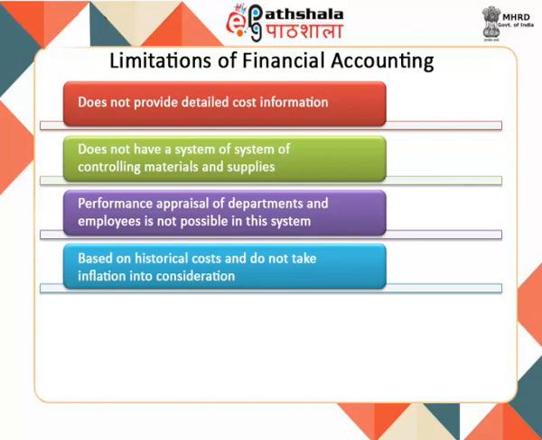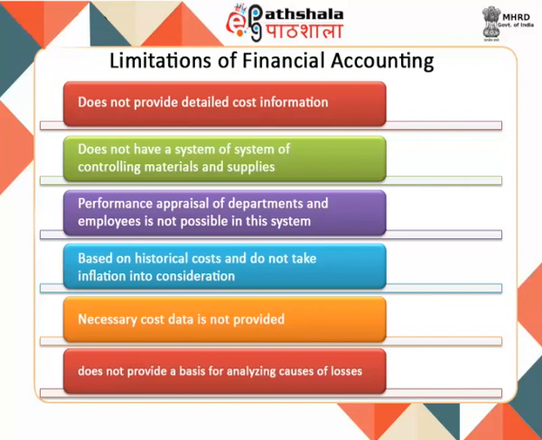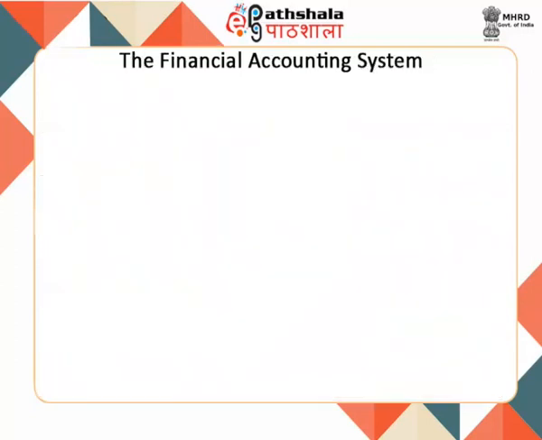Number five, necessary cost data is not provided under financial records for ascertaining the price of a product. Number six, it does not provide a basis for analyzing causes of losses. In spite of all the limitations of financial accounting, the financial accounting system includes various techniques and procedures in order to measure, describe, and communicate financial data to the users.